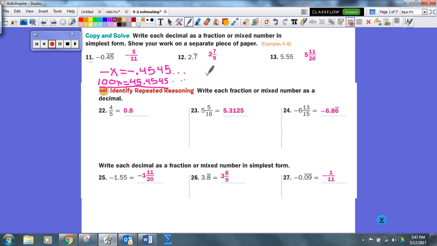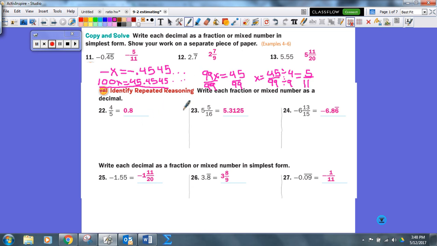When I add them together, I get 99x, because 100x minus x is 99x, equals 45, because 45.4545 minus 0.4545 equals 45. I divide both sides by 99, and x equals 45 over 99, but those can both be divided by 9, and therefore I get 5/11ths, and it's negative because the original was negative.